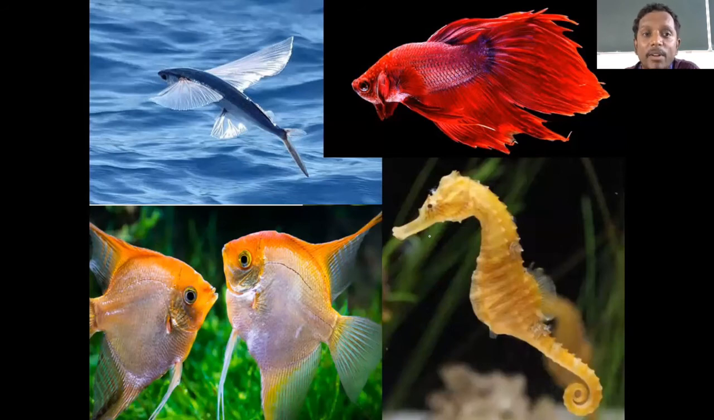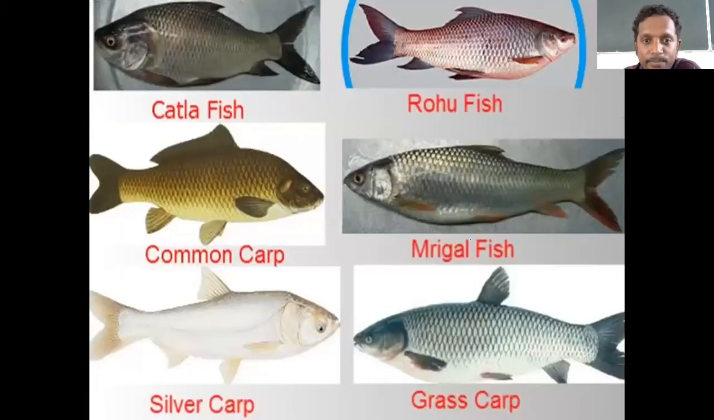Why? Because you can see the pectoral fin near the chest region is modified into a wing-like structure. The pectoral fins are large, which helps that fish to glide or fly from one point to another point. But that is not a true flight like a bird. The second one is the fighter fish. The third one is the angelfish, and the fourth one is the seahorse. That is also a bony fish.